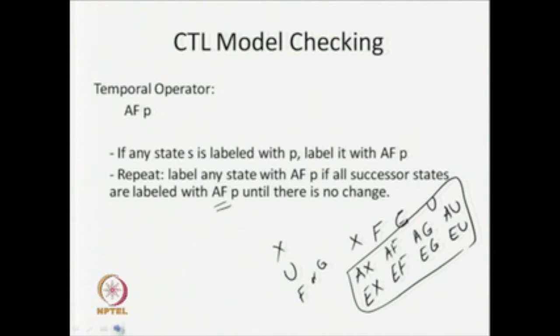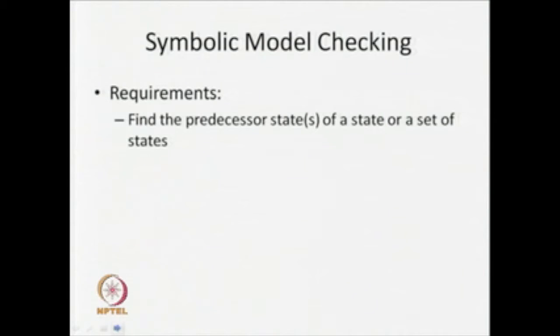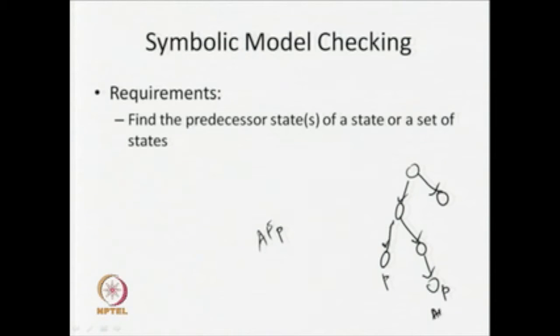This is a graph traversal algorithm. So, basically what is our basic requirement? Find the predecessor states of a state or a set of states. Basically, you just see that if I have this particular transition system, say this is your P and P is true, then in these two cases I am going to say that AFP is true. Now, what am I going to see? I am going to see the predecessors. So, from these predecessors I will say that AFP is true over here, AFP is true over here.